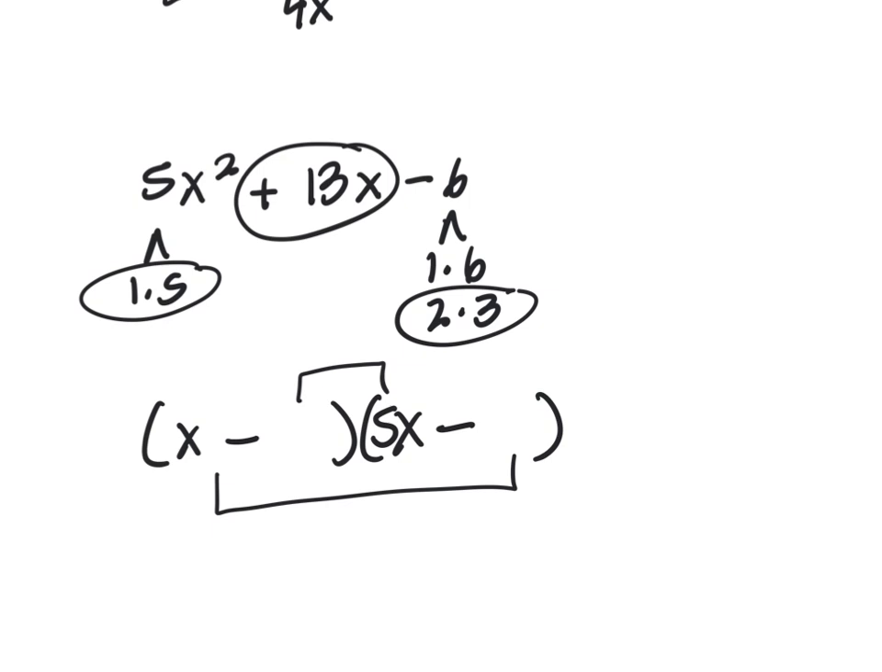I put 3 here, 2 here. This gives me 15x. This gives me 2x. So I would need my 15x to be positive and my 2x to be negative to give me that plus 13. So I need a plus on this one. Now mentally I'm checking to see, is it working? x times 5x squared, yep, that works. The outer and the inner give me my 13x, and then the last would give me negative 6, so yes, I'm good.